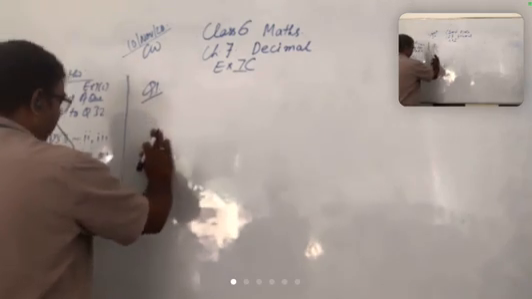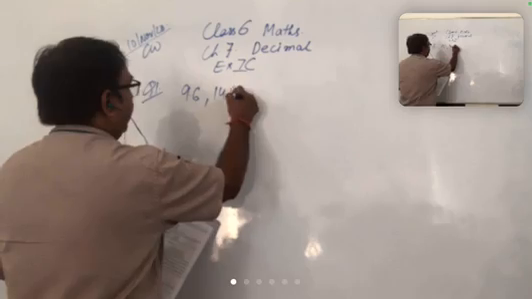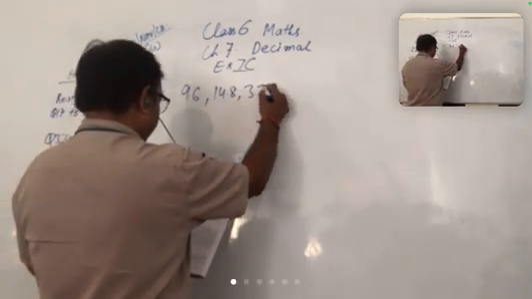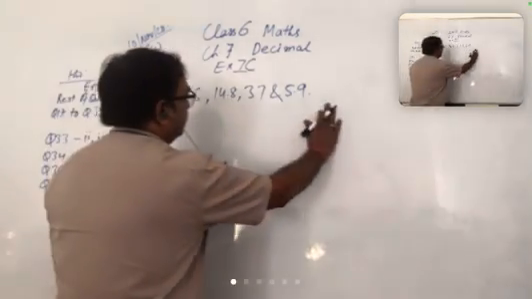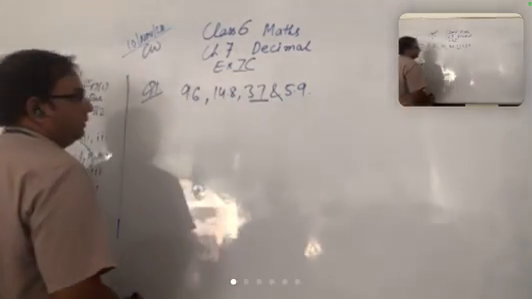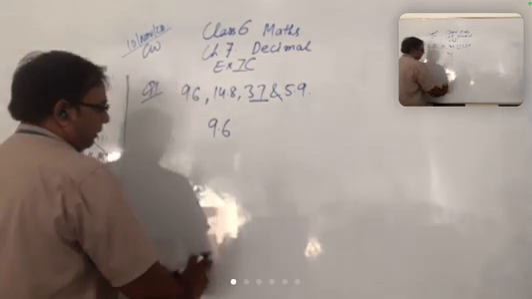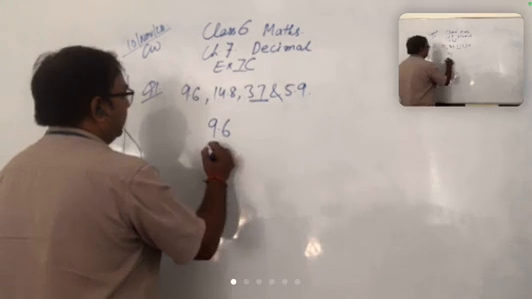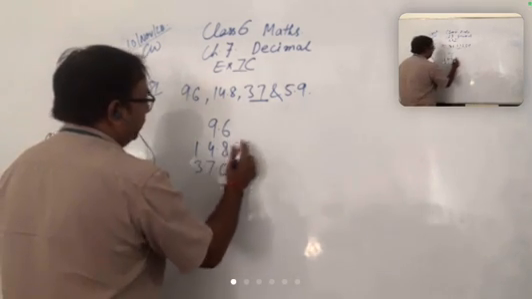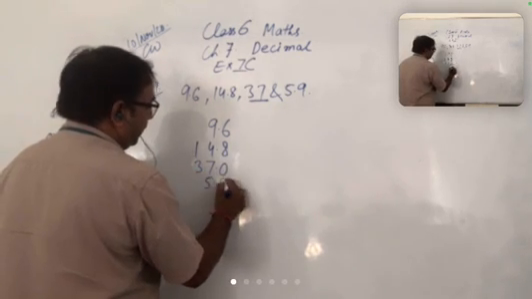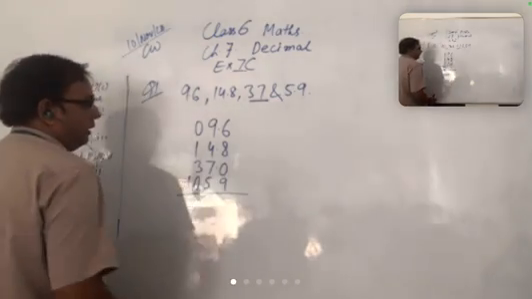Okay, I will start with question number 1, no problem. 9.6, 14.8, 37 and 5.9. See, in this, the number 37 is a whole number. So we have to add them. First we write them in a column and then we add. This is 14.8, this is 37.0 and this is 5.9. And we can place the 0 where required.